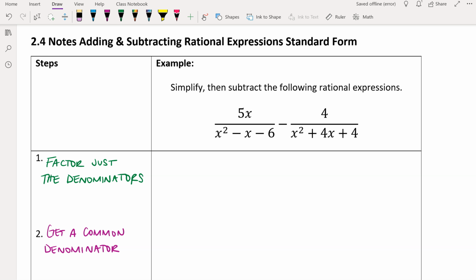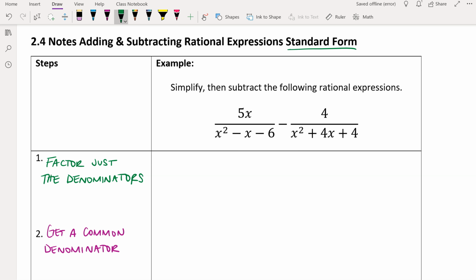All right, y'all. Today we are going to be doing something similar as yesterday, adding and subtracting rational expressions, but now we're starting in standard form. So go ahead and get that notes title down, 2.4 notes, adding and subtracting rational expressions in standard form. Okay, so the biggest difference is that we're starting with standard form.